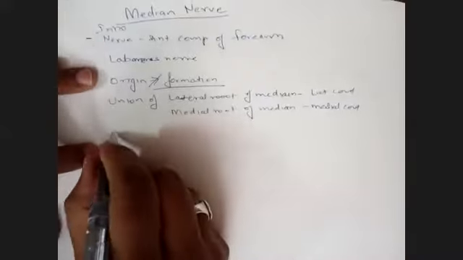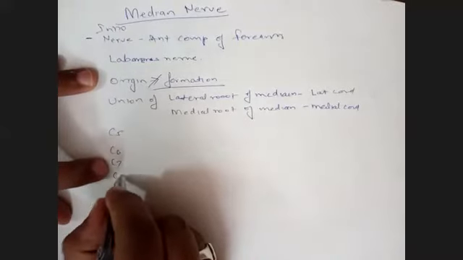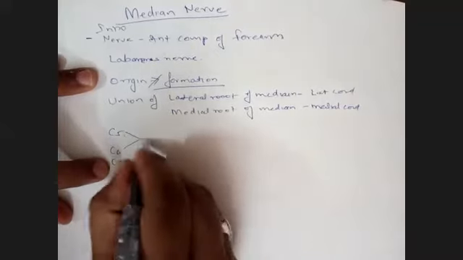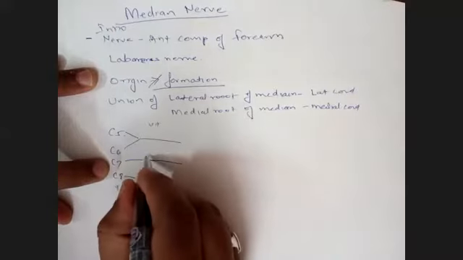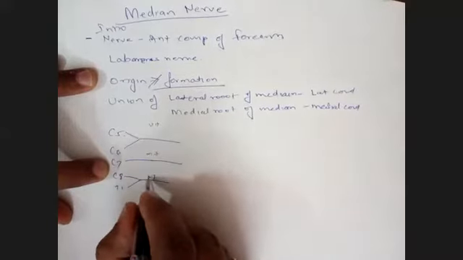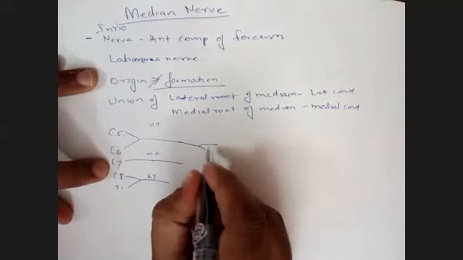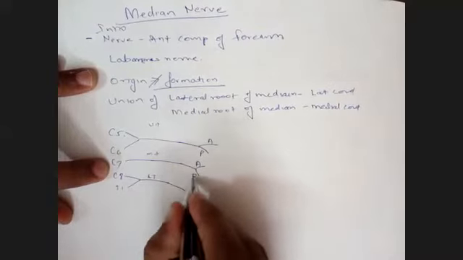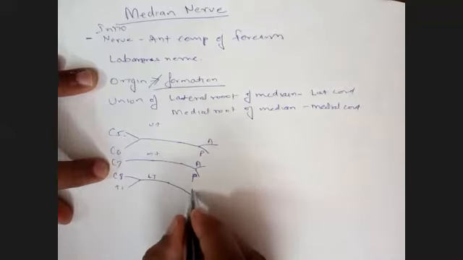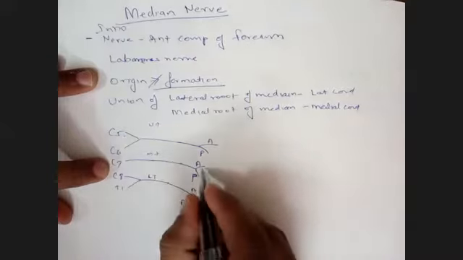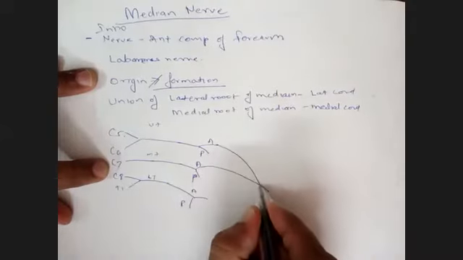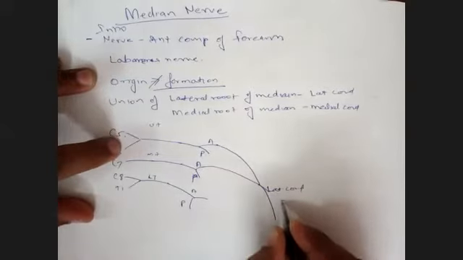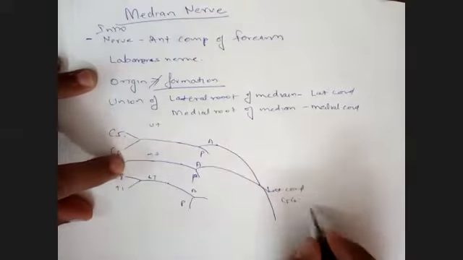So again, going to the brachial plexus, C5, C6, C7, C8, T1. These are the roots. The roots combine to form trunks: upper trunk, middle trunk, lower trunk. They divide into anterior and posterior divisions. Anterior divisions of the upper and middle trunk unite to form the lateral cord. It has a root value C5, C6, and C7.